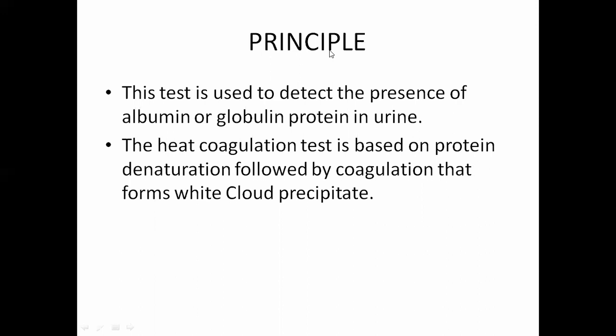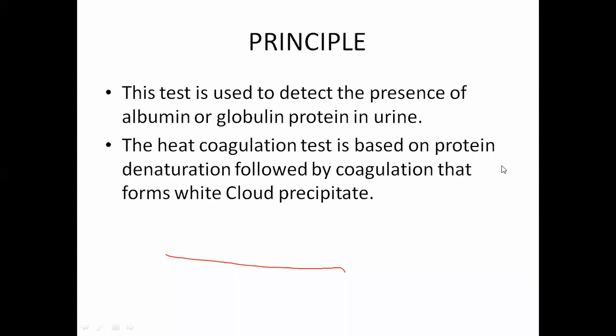Okay. So this test is used to detect the presence of protein in your unknown solution. Suppose the solution can also be a urine sample solution. So how is this test formed? While adding the acetic acid, the protein will be denatured, and while heating, it will form a white colored precipitate in your test tube. This is the principle. The heat coagulation test is based on protein denaturation, which is followed by coagulation that forms a white cloudy appearance or white colored precipitate.